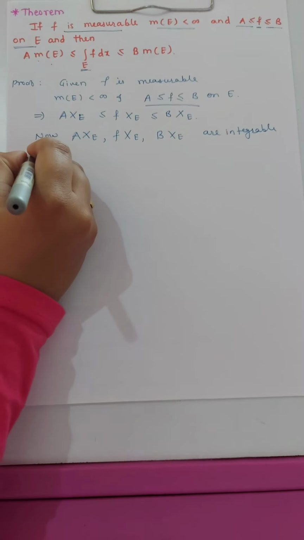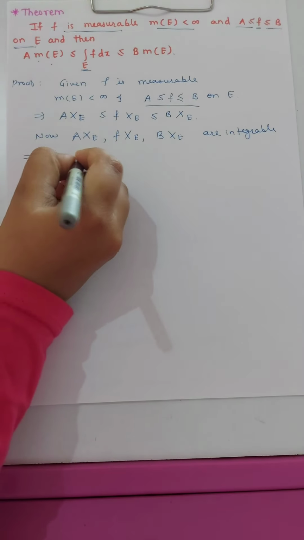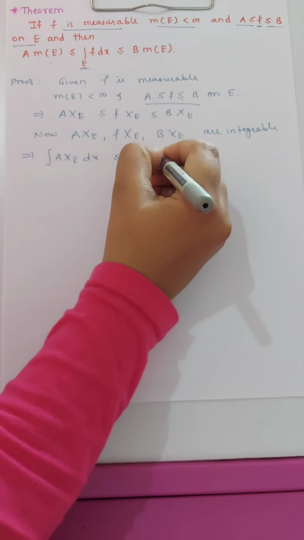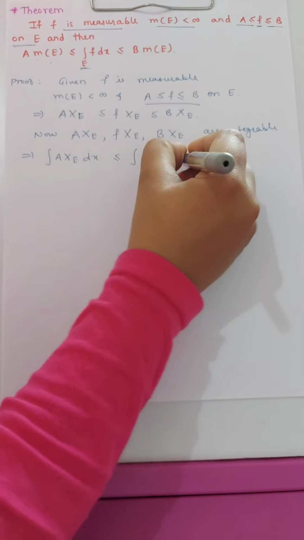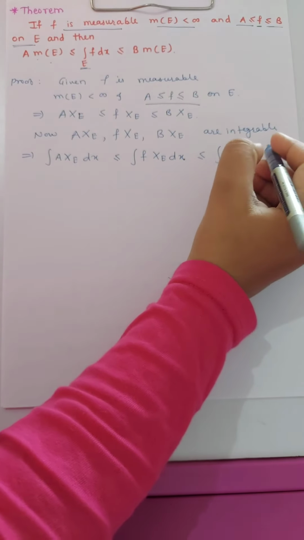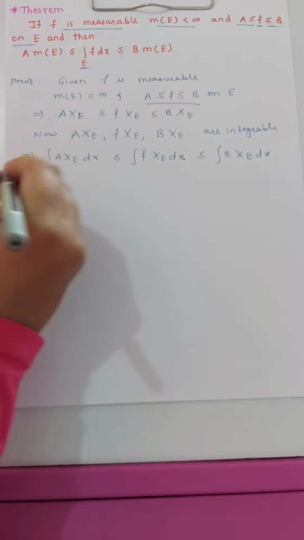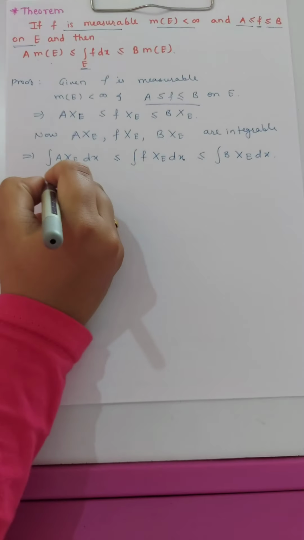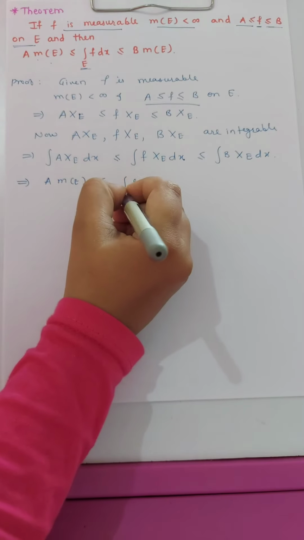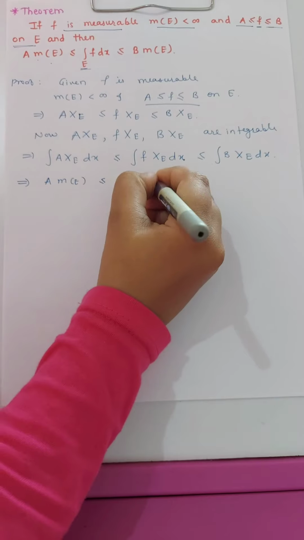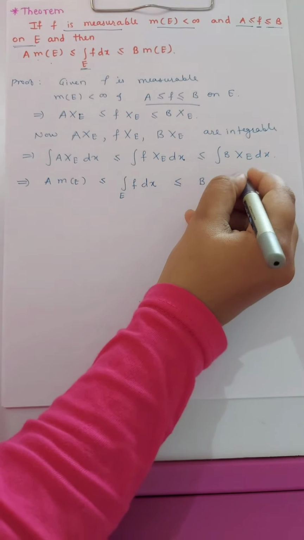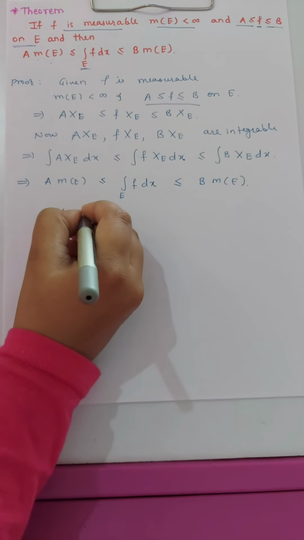So this implies that the integration of a into the characteristic function of E dx is less than or equal to the integration of f into the characteristic function of E dx, less than or equal to the integration of b into the characteristic function of E dx. Then by definition this is a into the measure of E, which is less than or equal to the integration of f over the measurable set E dx, less than or equal to b into the measure of E, and hence proved.